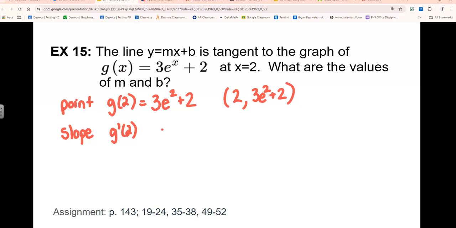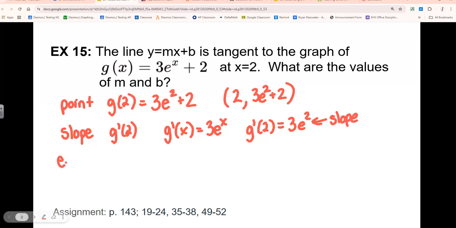But to find g prime of 2, we would first have to find g prime of x. What is the derivative of 3e to the x? The easiest one we do, right? It is 3e to the x. It's itself. Okay? What about the derivative of 2? It's 0. So your derivative, your g prime of x, is just 3e to the x. And so g prime of 2 is going to be 3e squared. This is your slope.